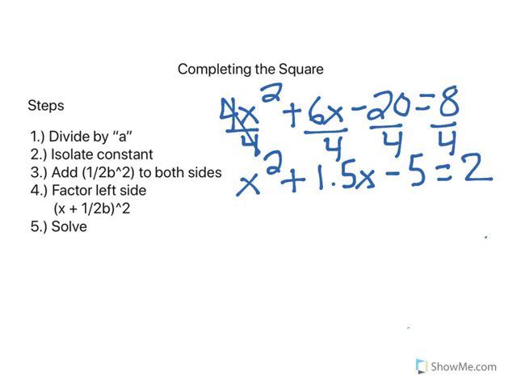All right, step 2 says to isolate our constant. So I'll do that. This will be x squared plus 1.5x is equal to 7. Now I have to take 1/2 of my b squared and add it to both sides. So I'm going to be taking 1/2 of 1.5. So half of 1.5 is going to be 0.75. And if I square it, I'm going to get 0.5625. Not exactly the nicest number.